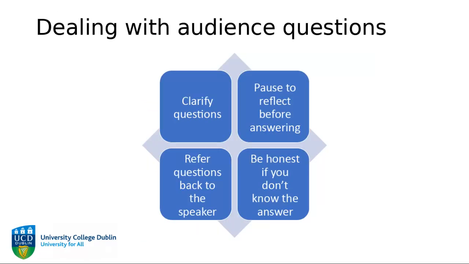So the last few things is firstly dealing with audience questions. First and foremost, always ask an audience member to clarify a question if you are not sure what they're asking. If a lecturer or a student asks you a particular question, just say, sorry, do you mind clarifying that for me a little bit? Or could you ask that in a different way? Or I don't really understand what you're asking me. Do you mind asking it in a different way?